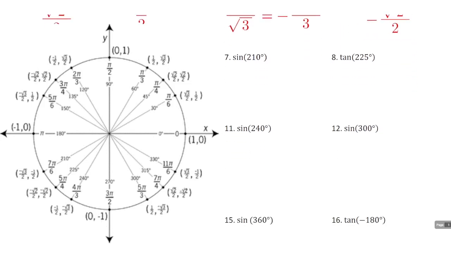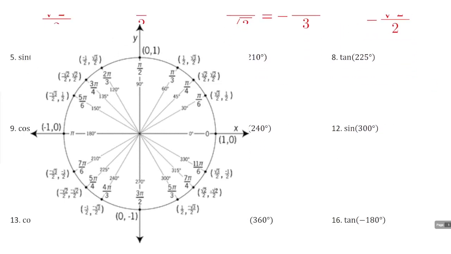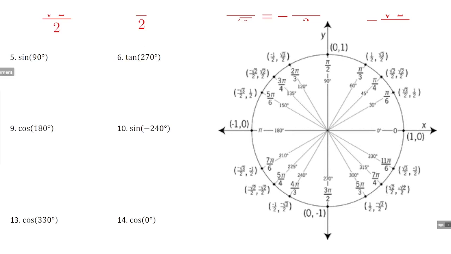Number five, let's move this unit circle out of the way so you can see. Sine of 90 degrees. At 90 degrees, the y coordinate is 1. So that's the answer. Tangent of 270 degrees. At 270 degrees, the y coordinate is negative 1, and the x coordinate is 0.